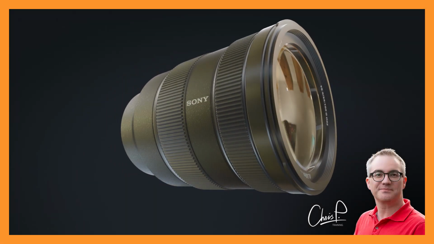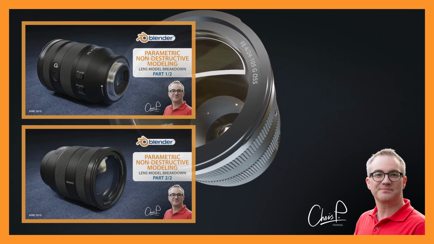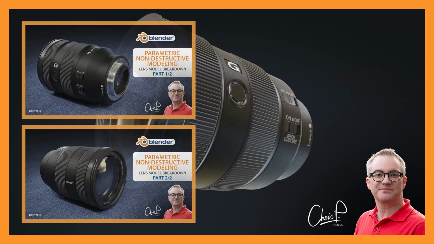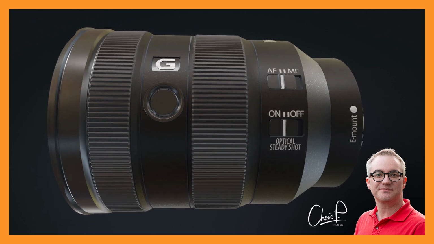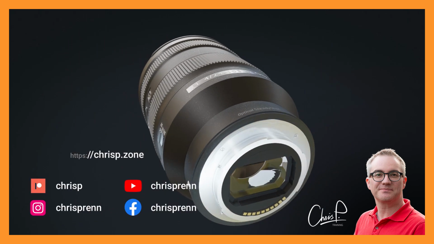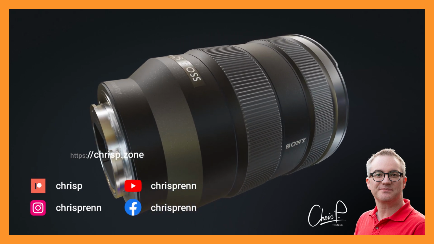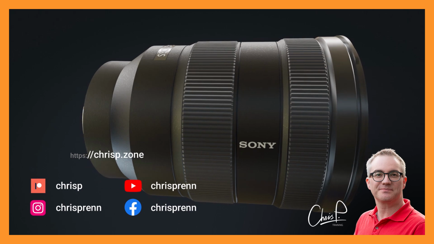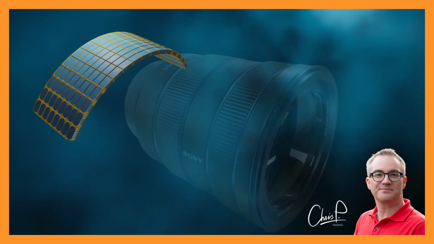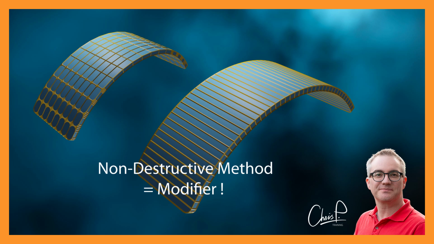Hi everyone, you have probably already seen my first two videos on parametric non-destructive modeling, where I showed several tricks on how to model this camera lens using mostly modifiers. If not, I would suggest you watch those videos first, because in this one right here, I will go over three more things I'm sure you will find interesting, especially how you can subdivide a mesh only on one axis. Let's go!